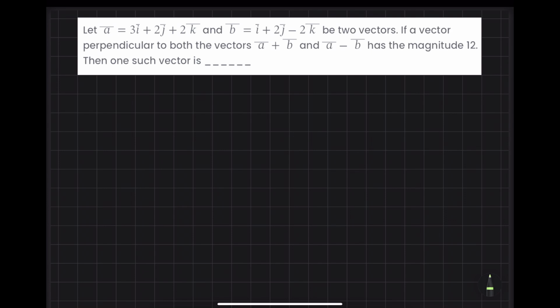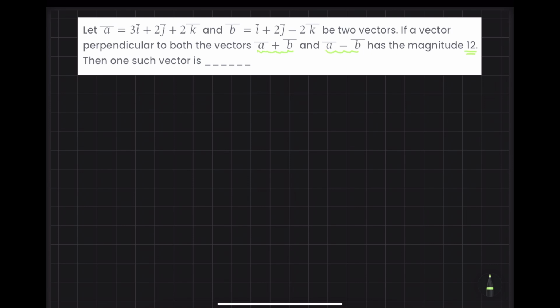So, we got a wholesome new problem which says let vector A equals this, vector B equals this, be two vectors. Great. If a vector is perpendicular to both the vector this and this, so you need a vector which is perpendicular to this and this, has magnitude this, and the vector should have magnitude this, then one such vector is.